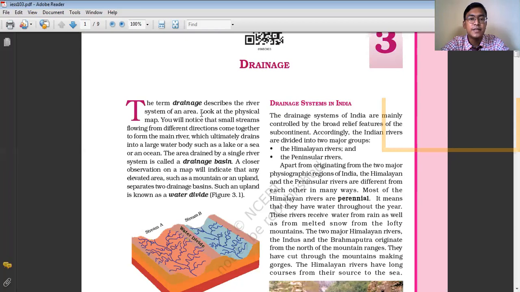The term drainage basically describes the river system of an area. What does the term drainage refer to? It basically means the river system of any particular area, any particular geographical area.